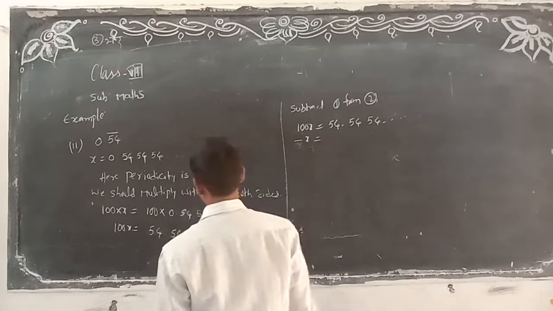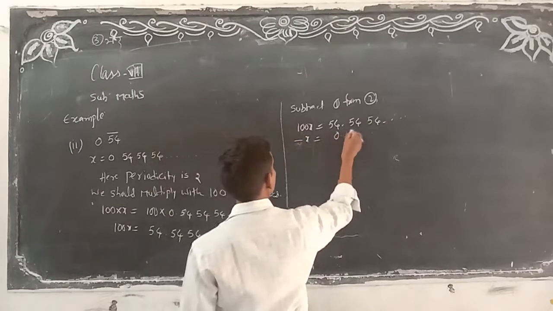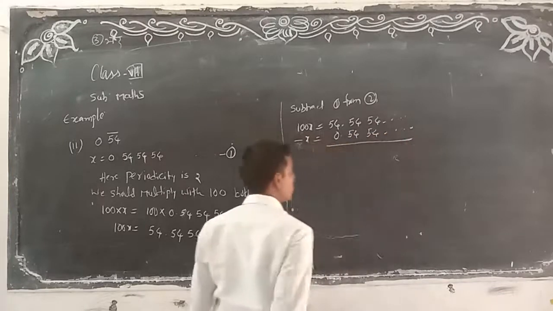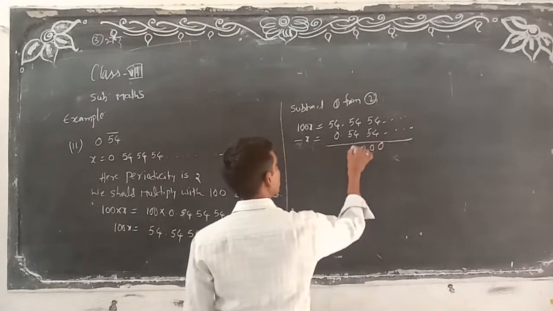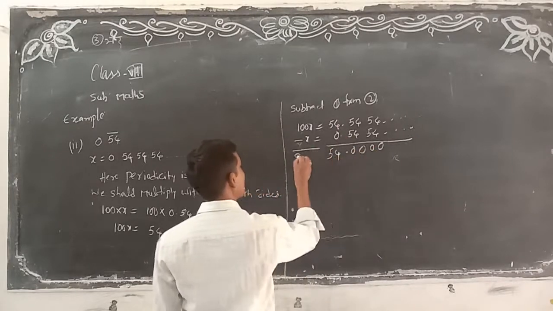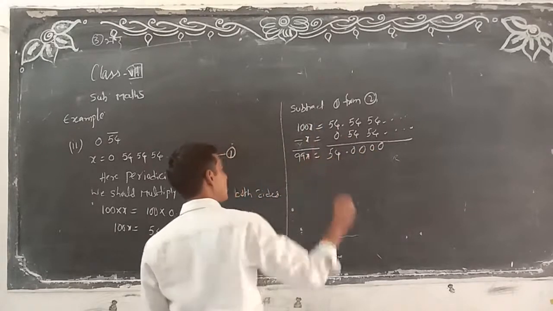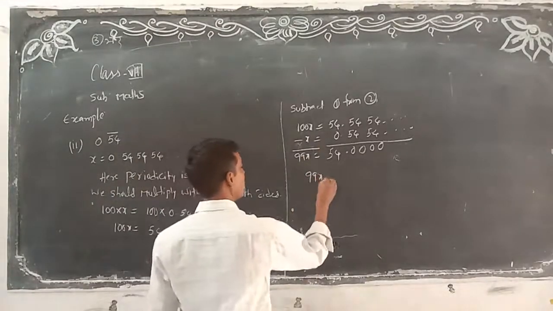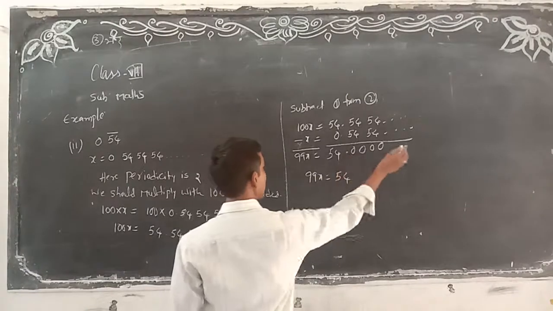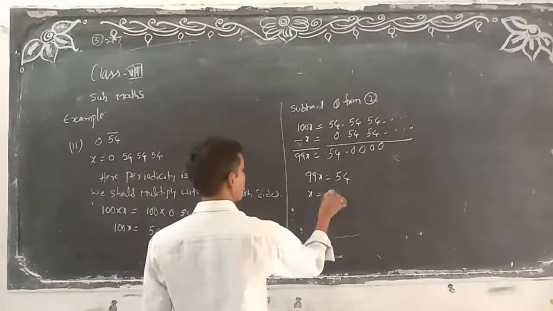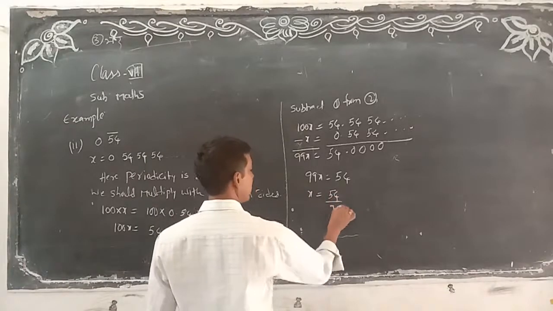x is equal to 0.5454 dot dot dot. 99x. That means 100x minus 1x is equal to 99x. So 99x is equal to, write down only 54. After the point, zeros, there is no need to write. Next, x is equal to 54 by 99.